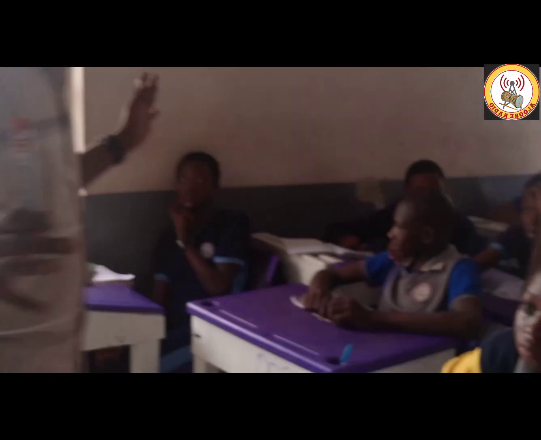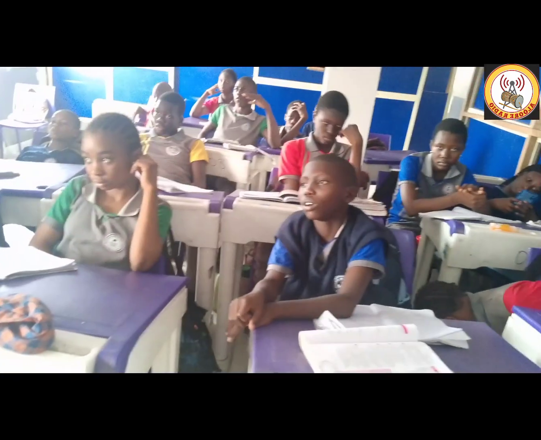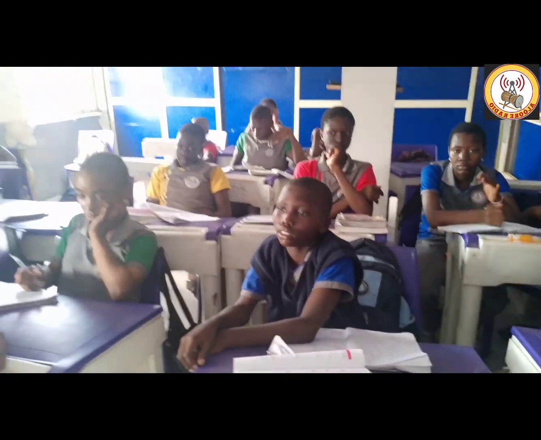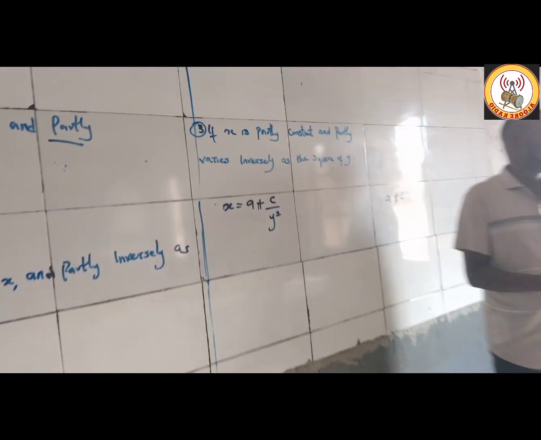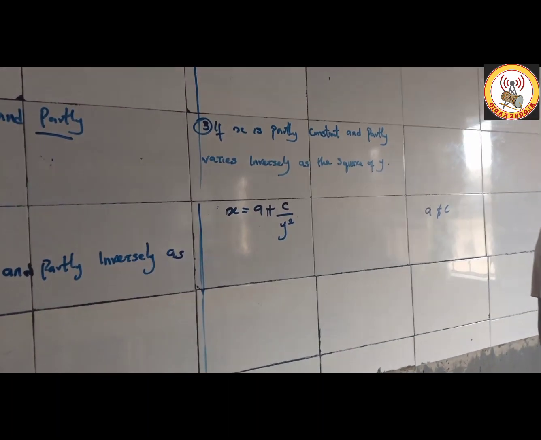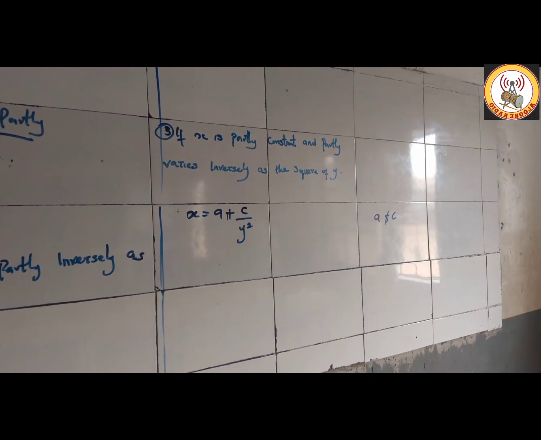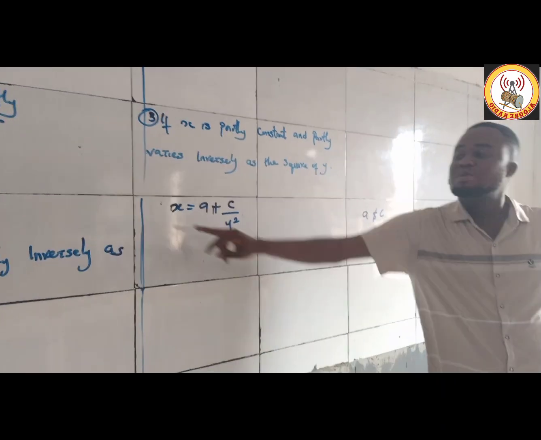So what will be my inverse now? C over Y squared. That will be X equals A plus C over Y squared. This is telling us that X does not have any relationship with this Y. You know we have X and Y; these are variables.